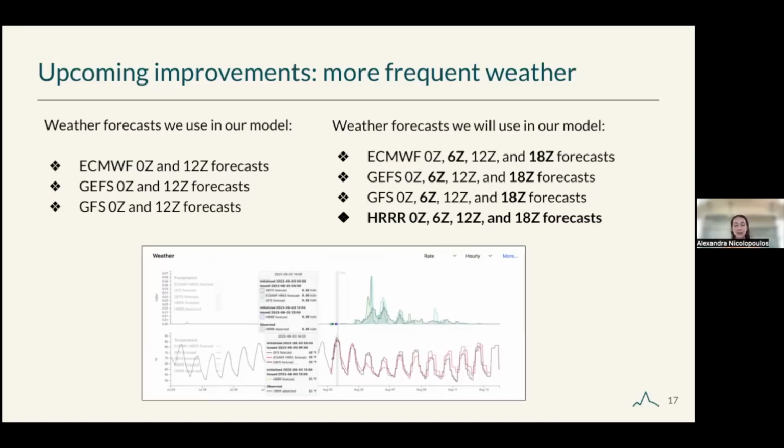And in the future, some of the work we have planned is to incorporate additional weather sources such as HER, and also more frequent initialization times. So 6 UTC and 18 UTC initialization times from ECMWF, GEFS, and GFS. And yeah, pull in HER forecasts. Right now we're displaying some of these weather forecasts on our dashboard just as a first step to give users access to the latest weather data that's out there. And then we plan to incorporate all of these additional forecasts into our streamflow forecasts as well.